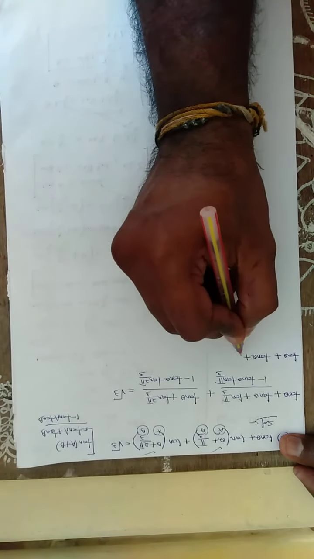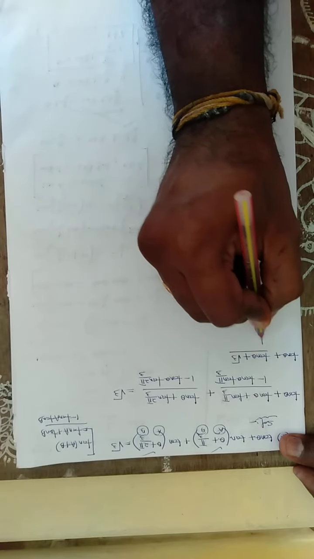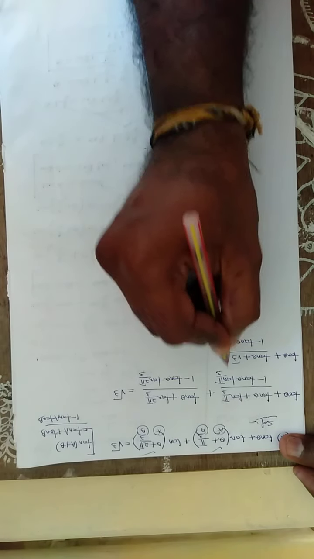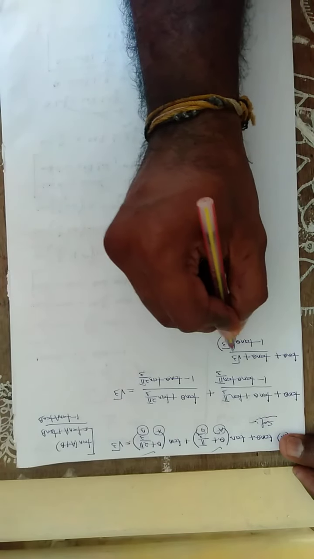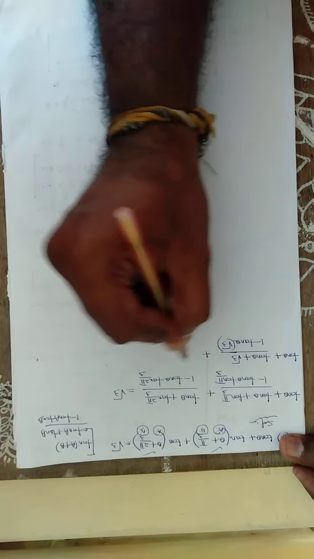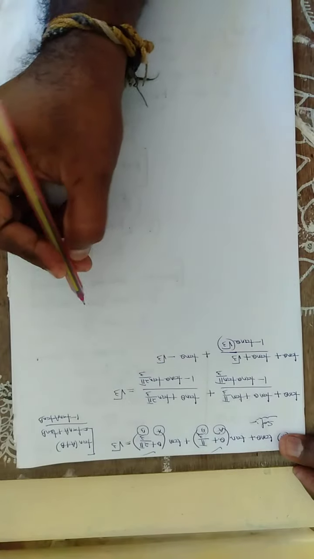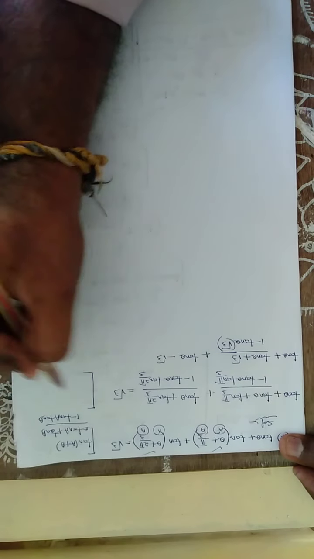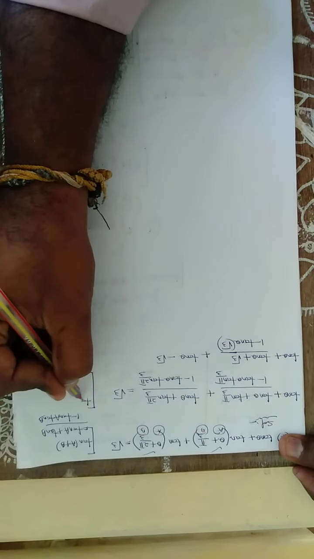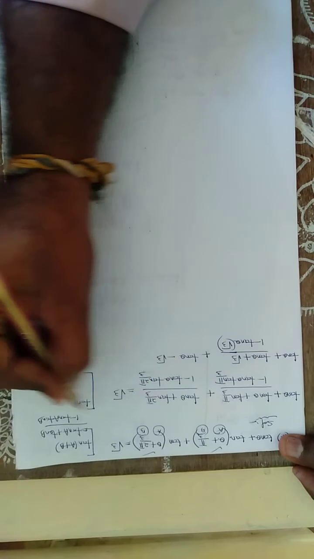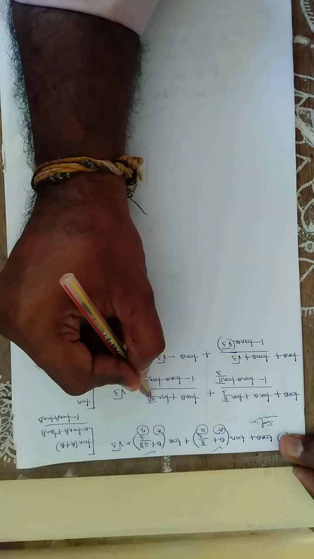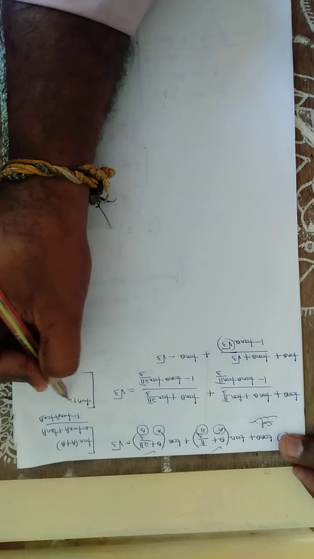So tan θ as it is, and tan π/3 is tan 60. Tan 60 is nothing but √3, divided by 1 minus tan θ times √3. Next, plus the same tan θ, and this is minus √3. Tan 2π/3, if you want you can check the answer. What is 2π/3? 2π/3 means 360 by 3, which is nothing but 120.